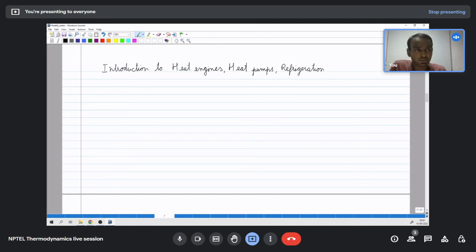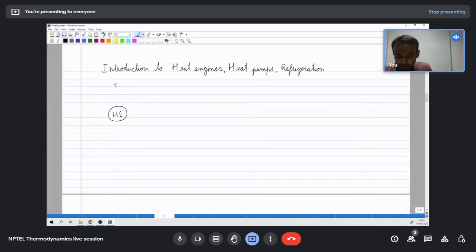Next, I have a few problems to solve using the concepts of the second law of thermodynamics. This will mainly involve heat engines, heat pumps, and refrigeration systems. So I thought I would just introduce these three machines. Generally, a heat engine is something that converts heat energy to mechanical energy.